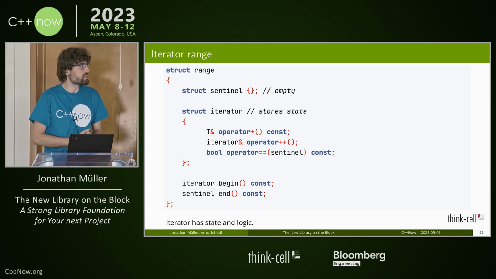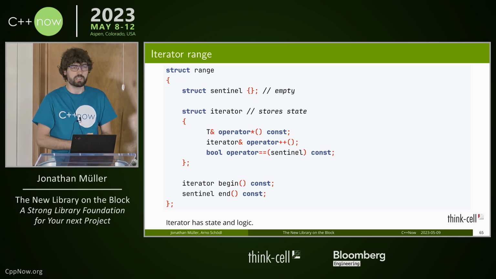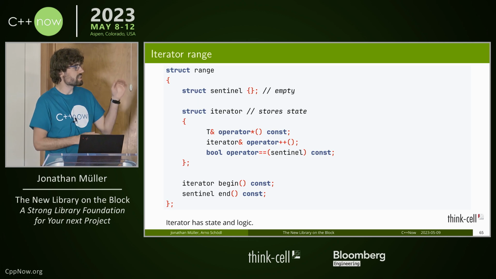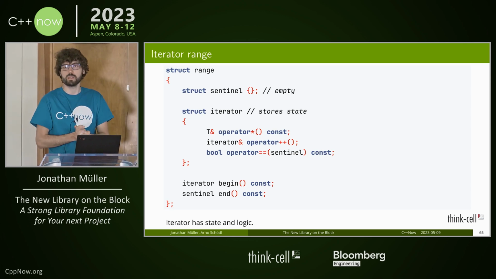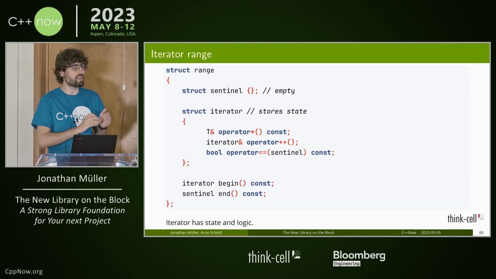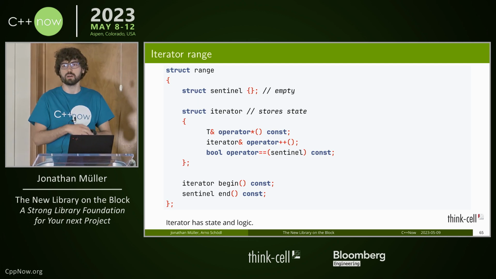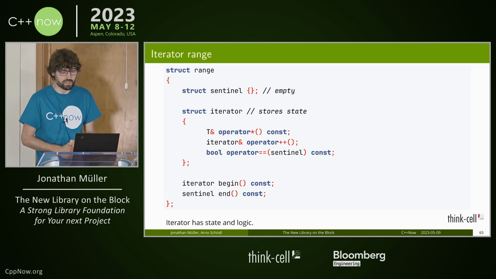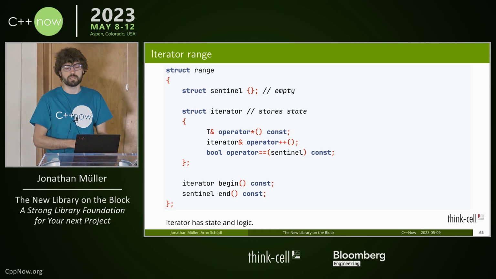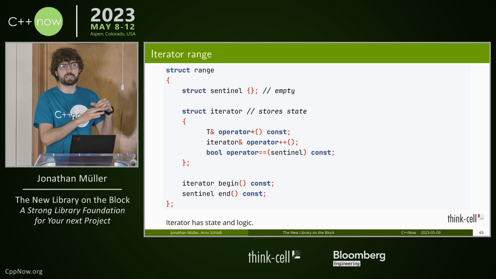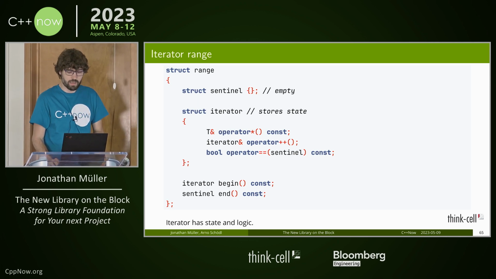For the third type of range, let's consider iterators again. So we've got an iterator range with a sentinel and an iterator, and the iterator stores state, so it remembers the current position in the range, but it also has the logic. Like the iterator knows how to dereference itself, how to get to the next one, and how to compare it against the end. So both the state and the logic is stored in the iterator, and the range object itself just provides access to begin and end.